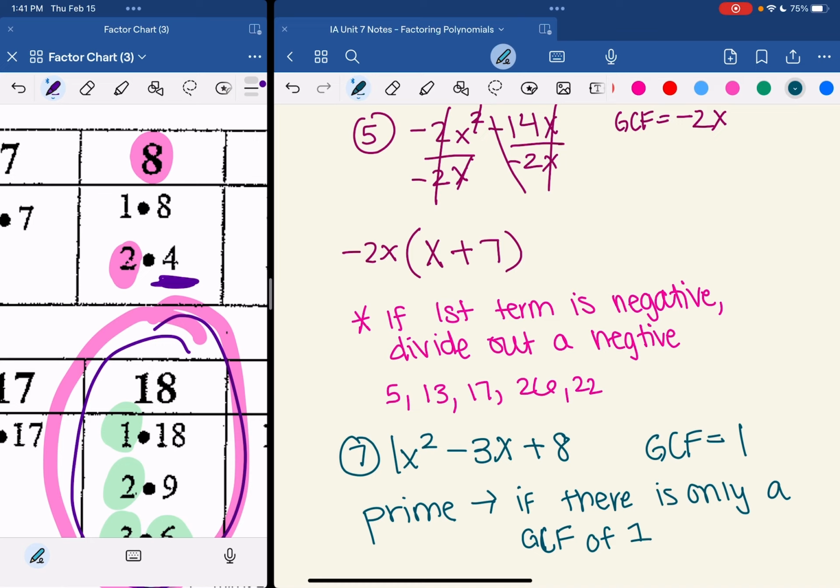So number 7, you just can write the word prime, but you have to make sure that there's nothing that can come out of our problem.